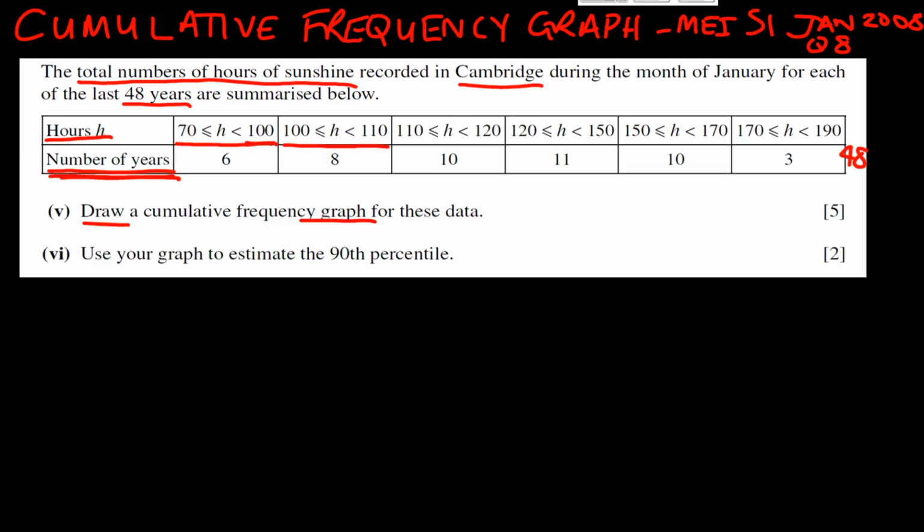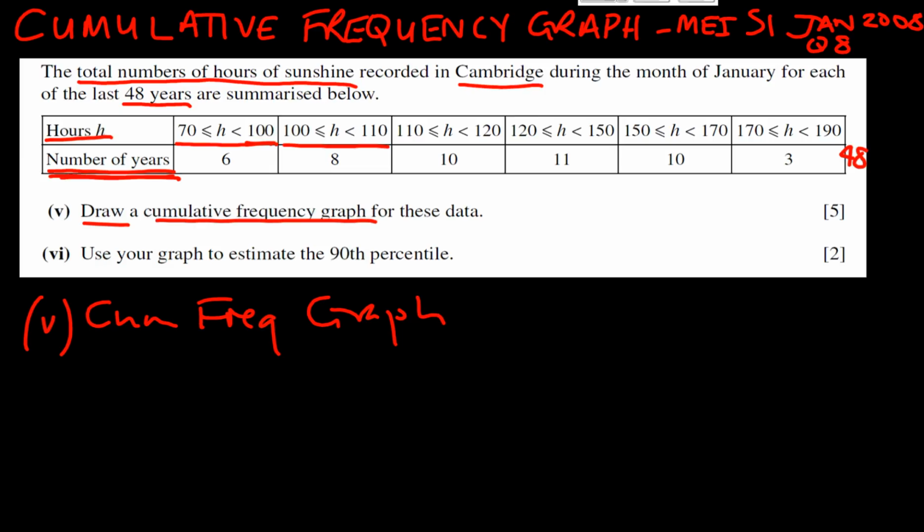Draw a cumulative frequency graph for these data. So the first thing we need is to calculate the cumulative frequency. I'm going to write it out here. In the exam, you could probably just write your numbers directly below the table that they've given you, but I'm going to draw them out here so that we can see what we're doing. So we've got hours, and we've got number of years. That's going to be our frequency.